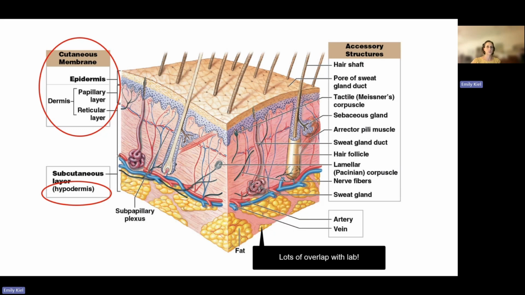So remember that there's two main parts. There's your cutaneous membrane, and then there's your accessory structures. Your hypodermis here, or your subcutaneous layer, is not technically part of the skin, but it does play a role in this area because you've got some vessels going through it. And your cutaneous membrane has two parts, your epidermis and your dermis. And then your dermis has both the papillary layer and the reticular layer. And then we'll go through some of these accessory structures as well as we go through.